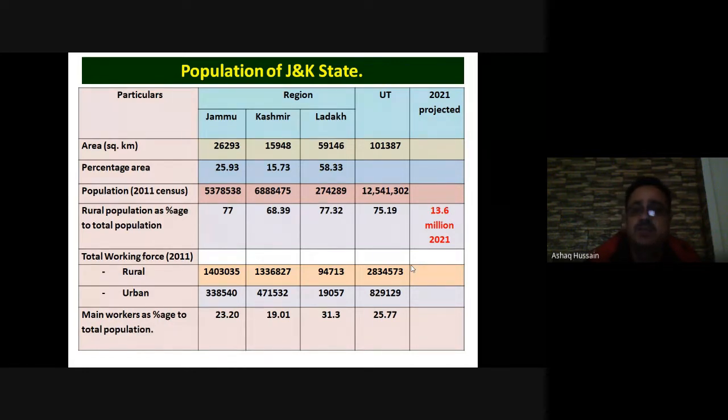That means 13.6 million as per the projected figures. The last census was conducted in 2011, and the next census, due in 2021, has not yet been started. So this is a projected population figure of 13.6 million. Essentially, the labor force is around 26%, which supports various types of activities undergoing in this region.